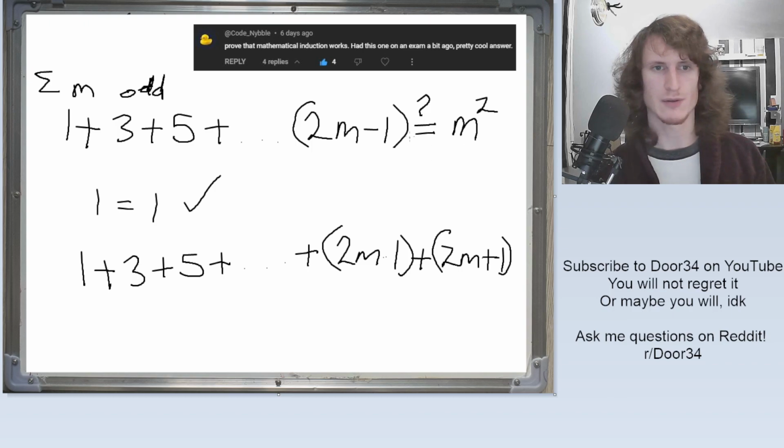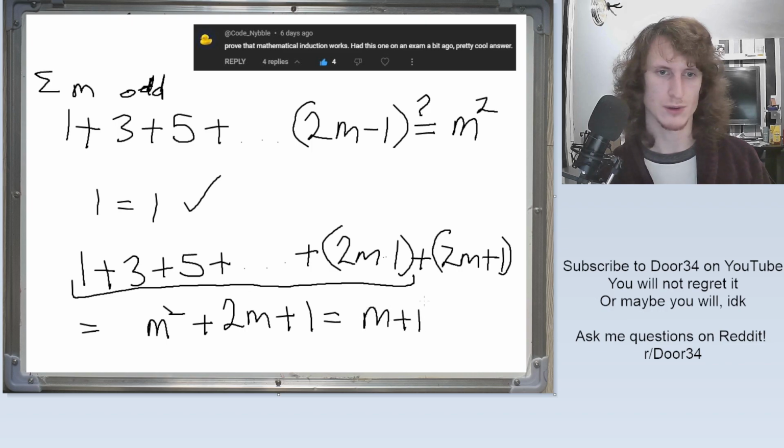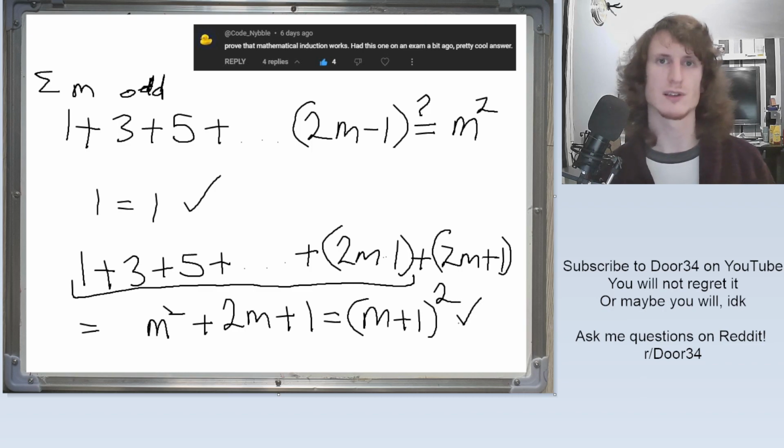We know from our induction hypothesis that these terms here, we claimed that these are equal to m squared. So we're going to have m squared plus 2m plus 1. But notice that we can factorize this as just being m plus 1 all squared. And so our induction hypothesis is also true, because it's as if we've just replaced m here with m plus 1, and so therefore we can see that it's going to hold for all values that are bigger than 1.